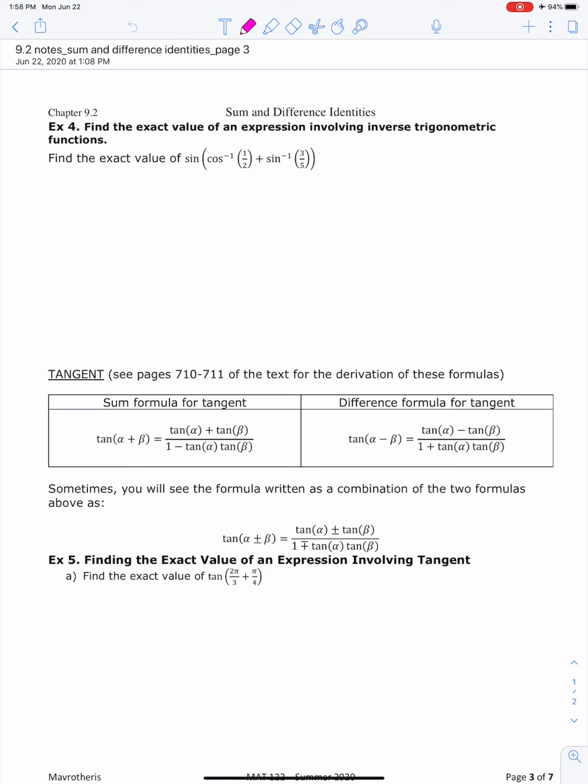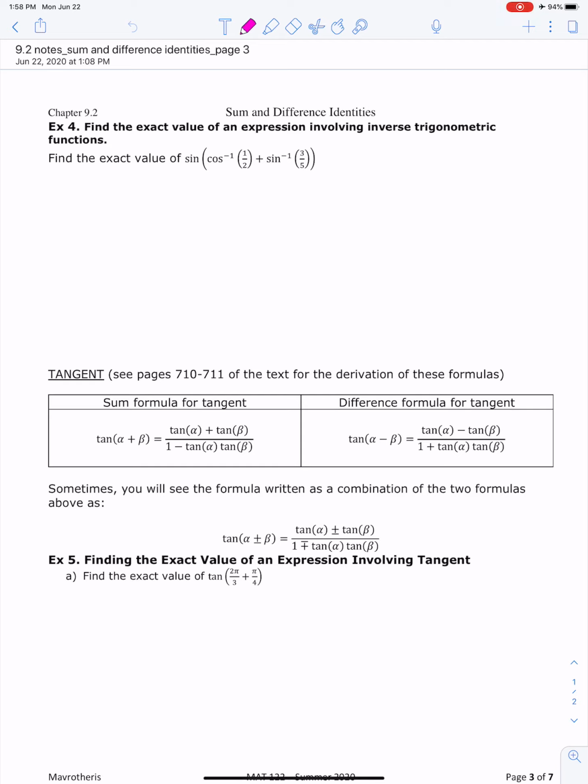Chapter 9.2 Notes, Sum and Difference Identities. This is page 3. So example 4 at the top of the page looks a little different. It's asking for the exact same thing we had before, finding the exact value of the sine of a sum. But here, the sum looks a little different.